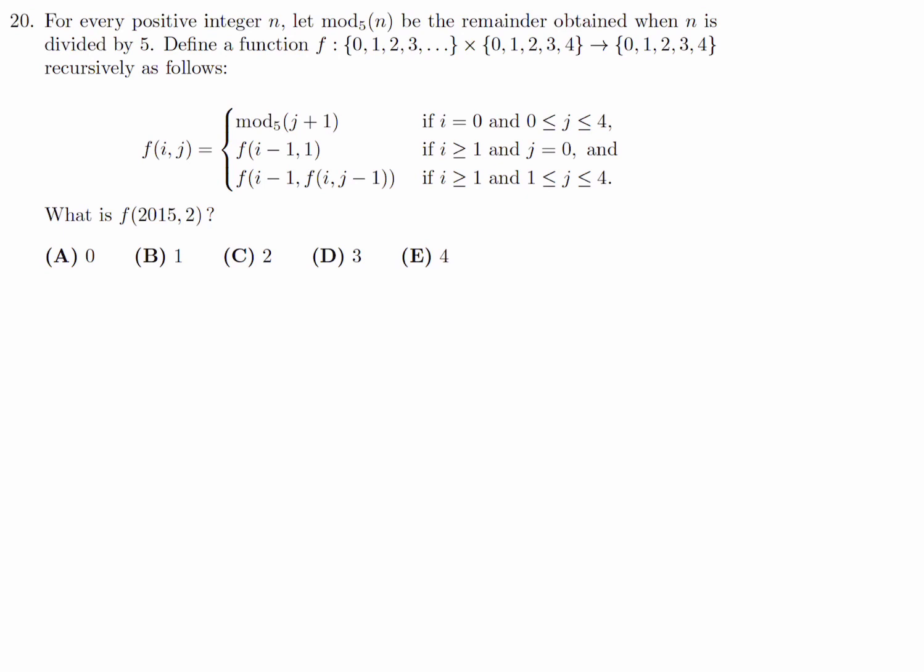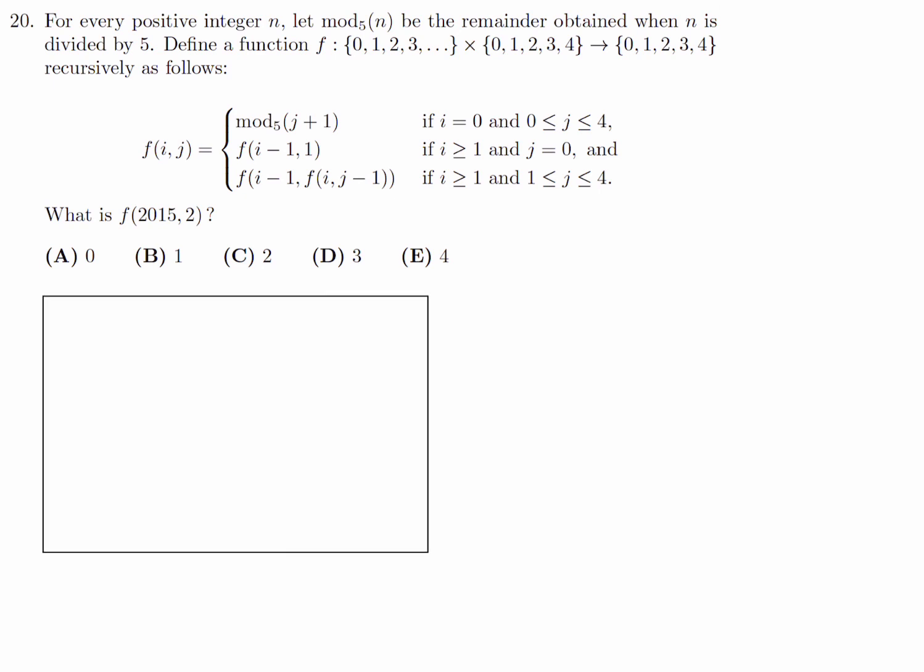For every positive integer n, let n mod 5 be the remainder obtained when n is divided by 5. Define a function f from the set of nonnegative integers times {0, 1, 2, 3, 4} to {0, 1, 2, 3, 4} recursively as follows. What is f(2015, 2)? All right, what we are going to do is make a table, and in that table we will try to see some sort of a pattern if possible.